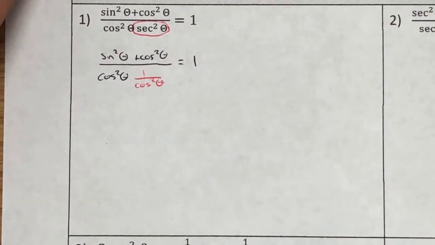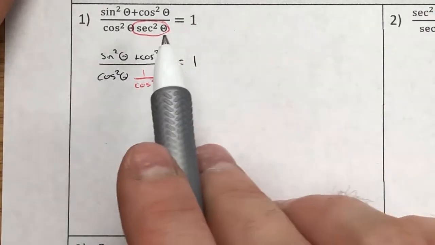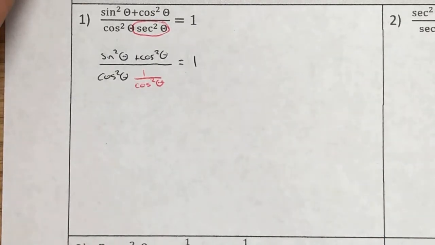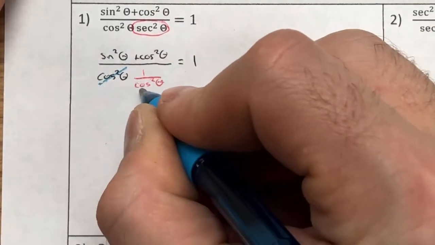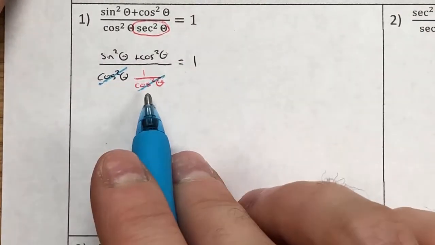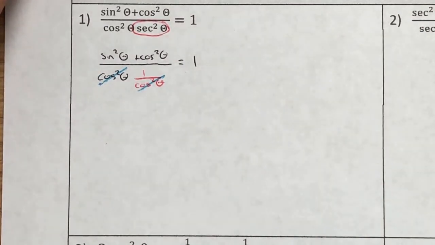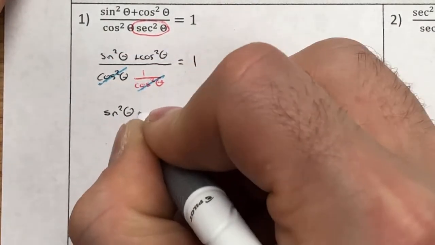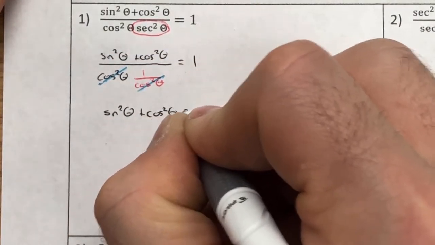equals 1. And we see that just simply by rewriting the expression, it already lent us to something where we're going to have part of the expression cancel out. Cosine squared over cosine squared cancels out. I'm left with nothing in the denominator. So my next line is going to be sine squared of theta plus cosine squared of theta is equal to 1.